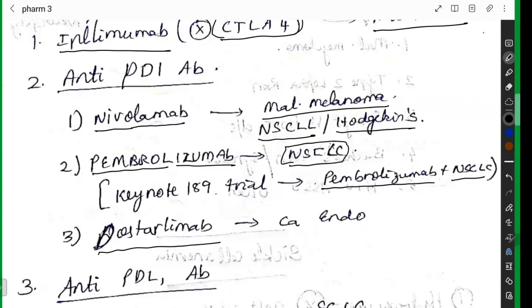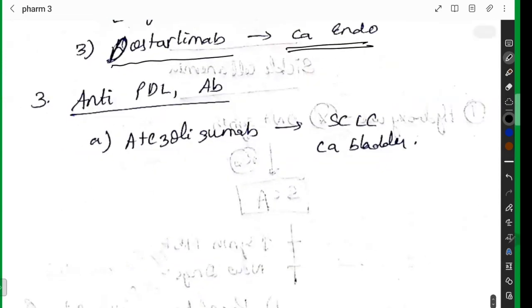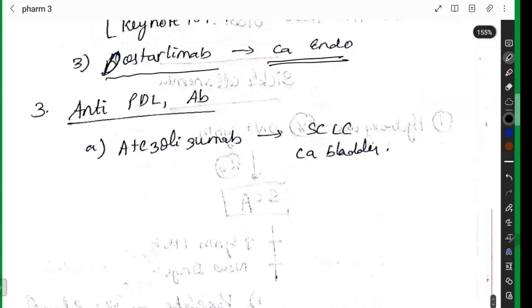This is called the Keynote 189 trial. I want you all to remember this. And we have dostarlimab, which is used in CA endometrium. Then finally, the anti-PDL1 antibody atezolizumab. Atezolizumab is used in small cell lung cancer and CA bladder.